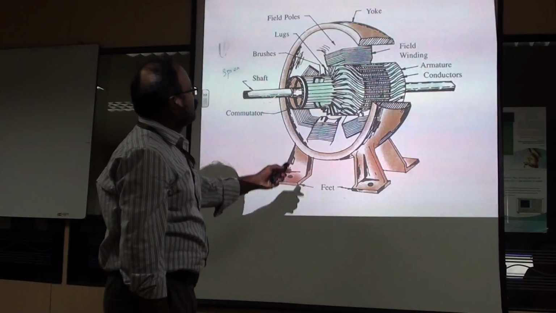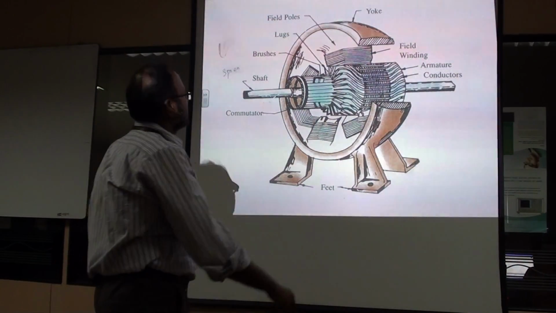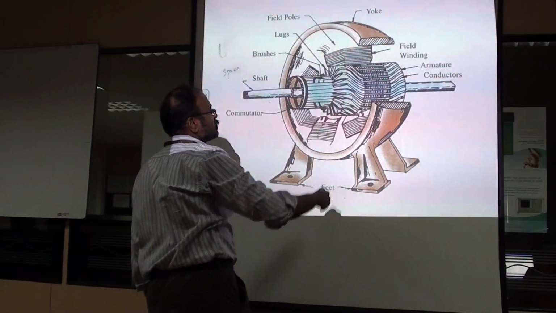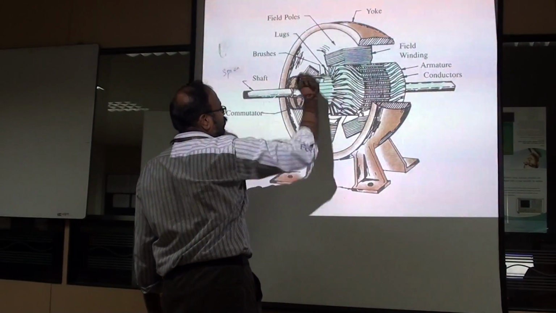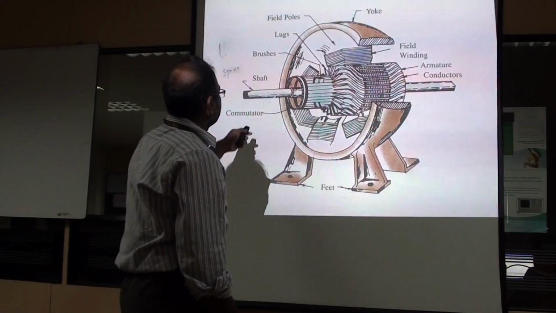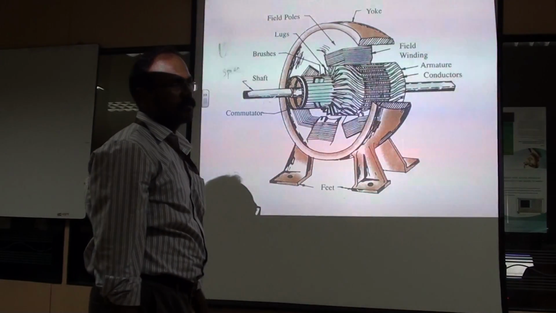Here, to make it easy, they have not shown the brush box used to handle the brush. There will be a brush box over here to handle the brush. It is not shown here. And this is the shaft which will be connected to the prime mover.